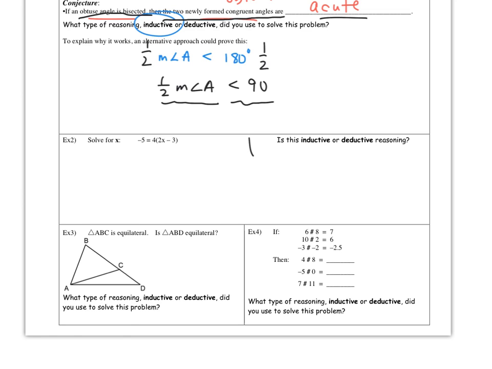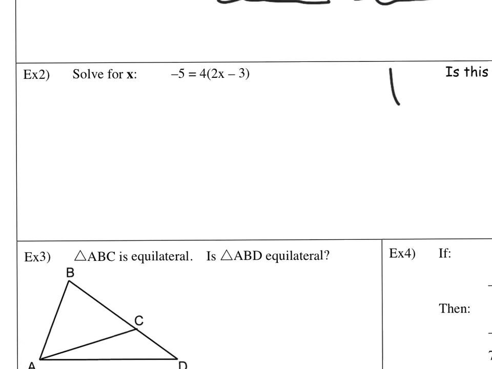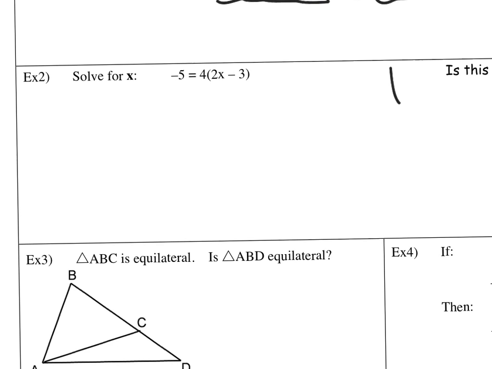Go ahead. Distribute the 4. Okay. So last week when we were doing some of these solving equations, some of you said to divide by 4. Why do you want to distribute this time and not divide by 4? I'm just curious more than anything.